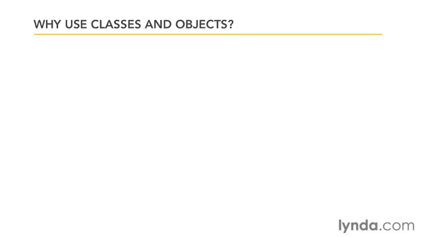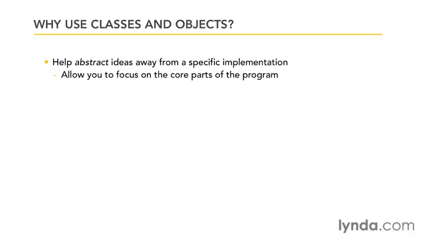So why would you use classes and objects? Well, using classes and objects, especially in C#, which is an object-oriented language, really makes it easier to maintain and build applications. First, it helps abstract ideas away from a specific implementation, which allows you to focus on the core parts of the program. Since the .NET Framework provides a whole bunch of classes that cover common areas of functionality that you don't have to write yourself, you can focus on building the specific parts of your program that are only pertinent to your business logic. You can then reuse all the classes that .NET provides for you, which really makes developing your applications a lot faster and a lot easier.